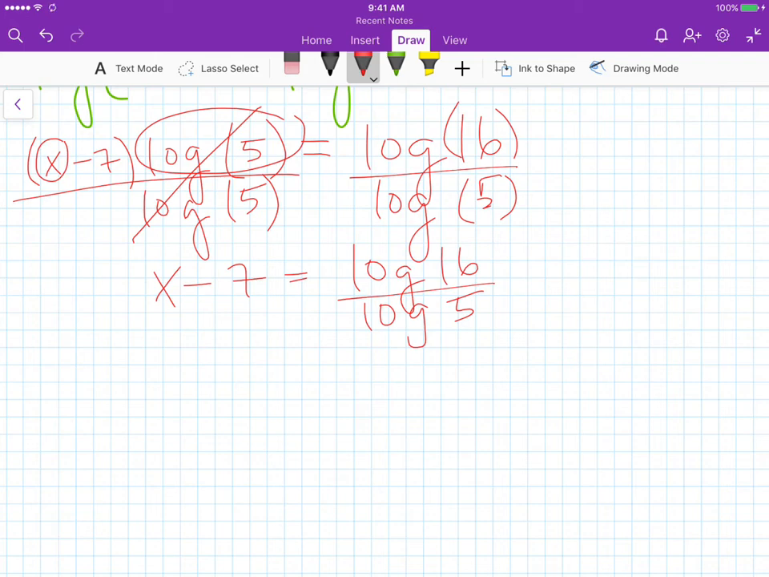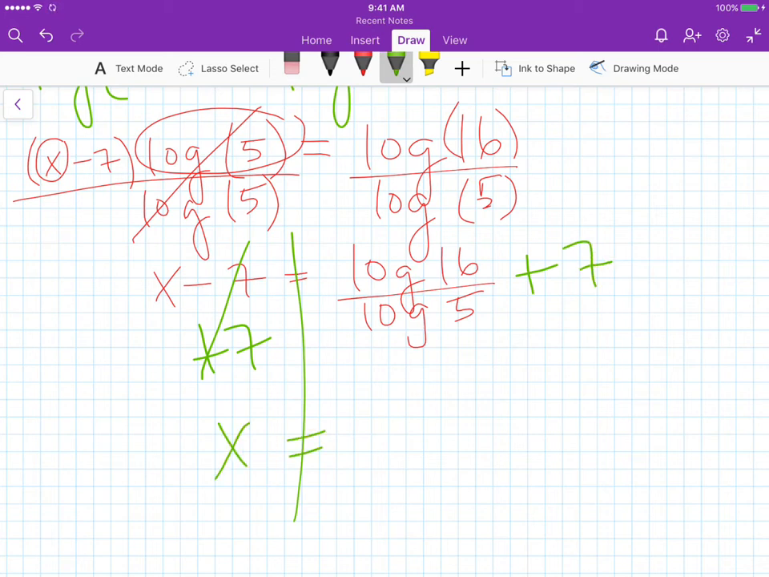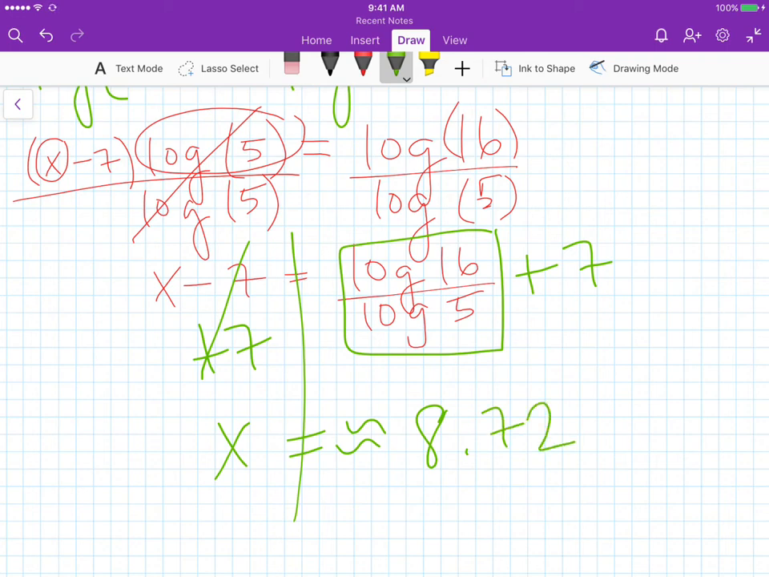And now in order to solve for x, all I need to do is add 7 to this side and add 7 to this side. If I do this in my calculator, I say the log of 16 divided by the log of 5, push enter, and then add 7. You should get approximately, and it says round to the nearest hundredth, so I'm going to stop at 2 decimals, 8.72. And I would be done.